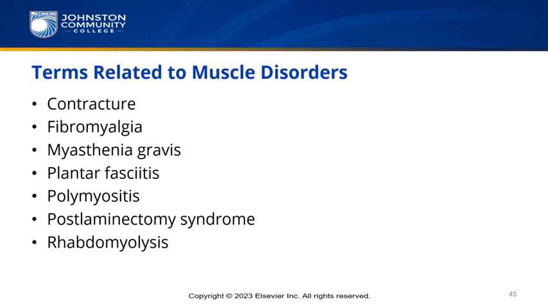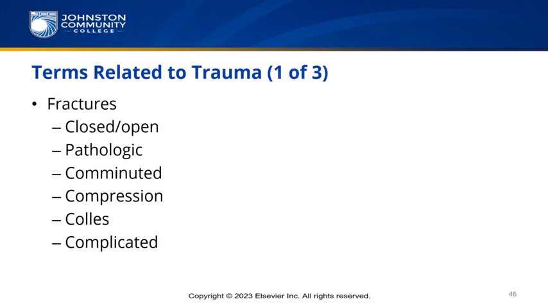Then we have polymyositis. Poly means many, myo means muscle, and itis means inflammation, which is a chronic idiopathic inflammation of several voluntary muscles. Then we have post-laminectomy syndrome. Post meaning after, lamino means lamina, and ectomy is the surgical removal. So this is a group of symptoms that occur together after the removal of a lamina to correct a spinal disorder. Then we have rhabdomyolysis. Rhabdomyo means striated muscle. Lysis means to break down or destruction. So this is the breakdown of striated skeletal muscle.